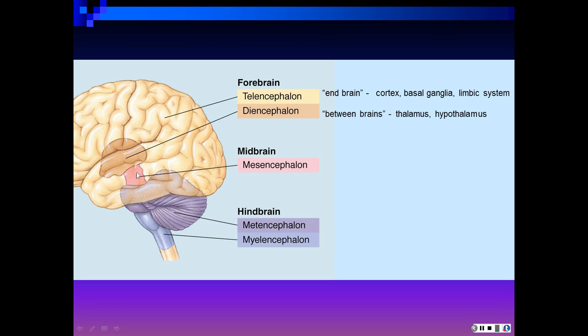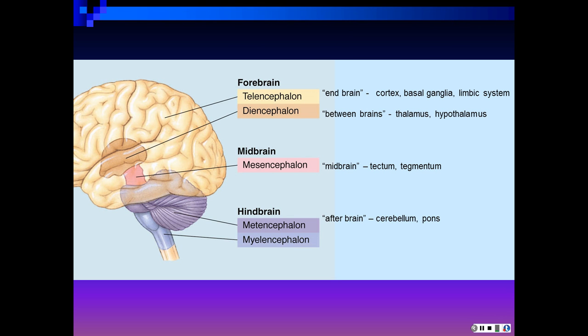The midbrain, or mesencephalon, is just two simple structures, this little section between the diencephalon and the hindbrain. It includes the tectum and tegmentum. I don't have a really good representation on here, but I'll show you some other slides that show the midbrain a little bit more clearly.